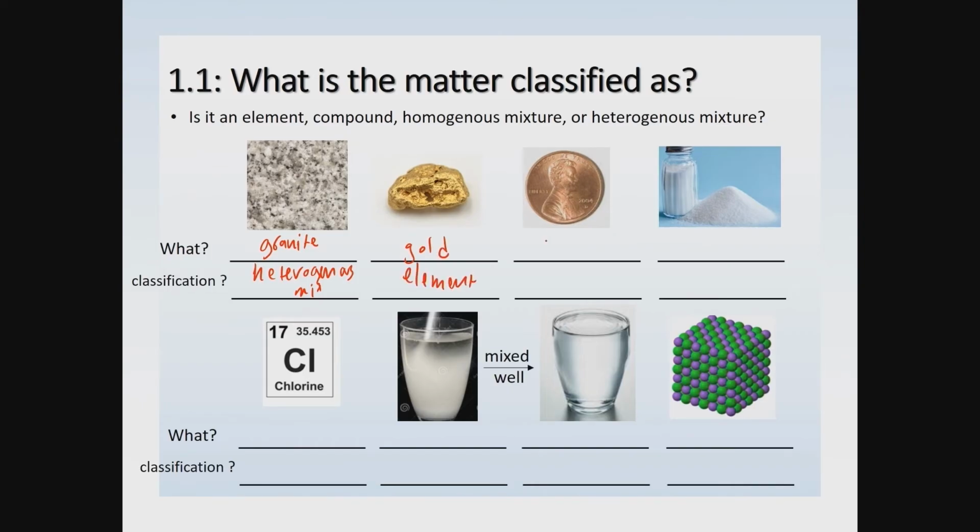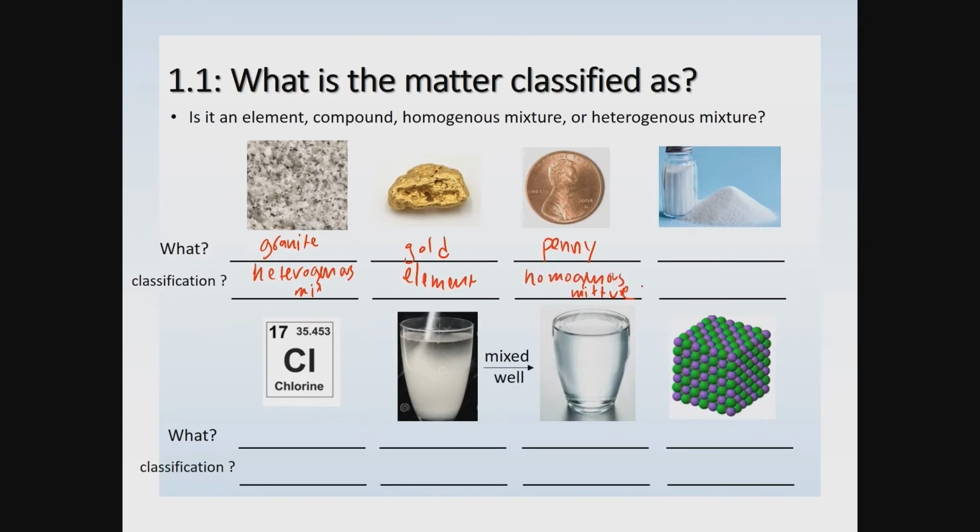So here we have a penny, and I just talked about how a penny is made of a mixture of copper and zinc. And so as you can imagine, the copper and zinc are so thoroughly mixed together that that penny is going to have the same properties no matter where you sample it. So this is considered a homogeneous mixture.